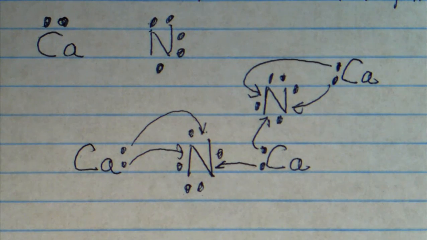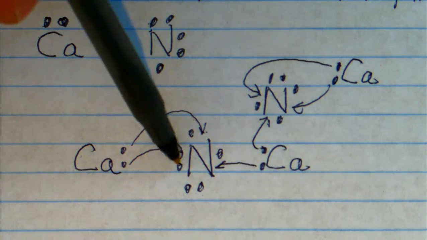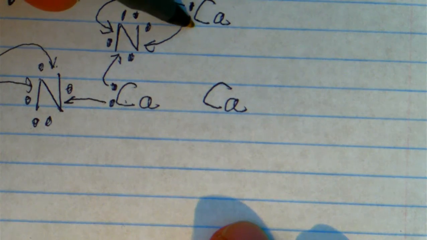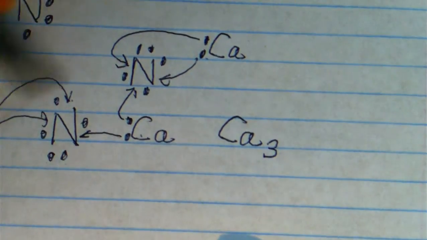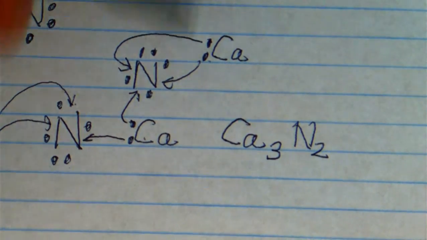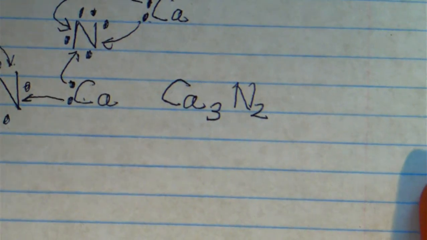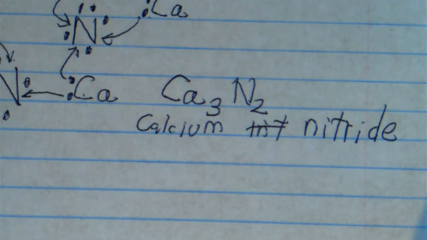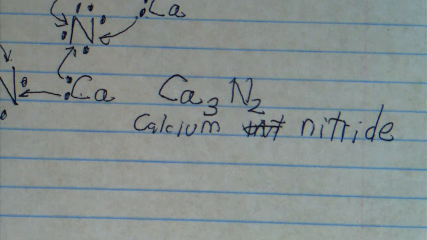Each of the calciums got rid of 2 electrons. Each of the nitrogens gained 3 electrons. So the formula is going to be 1, 2, 3 calciums for every 2 nitrogens. And the name of this ionic bond is calcium nitride. Calcium nitride.